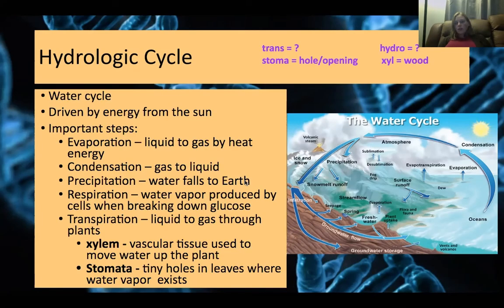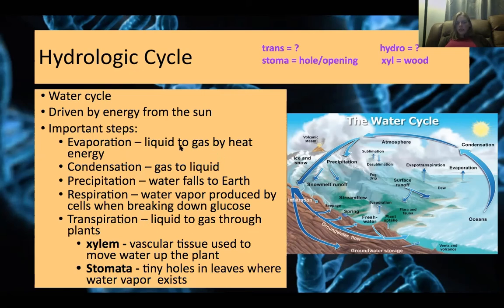A couple of processes we don't think about as often but are still part of the hydrologic cycle are respiration and transpiration. Keep in mind during respiration we break down glucose in the presence of oxygen, and that's going to produce water vapor and carbon dioxide, both of which are greenhouse gases. But this water vapor is going to go up into the atmosphere, condense, and become part of these clouds, which can then fall back down as rain and runoff and all this good stuff.